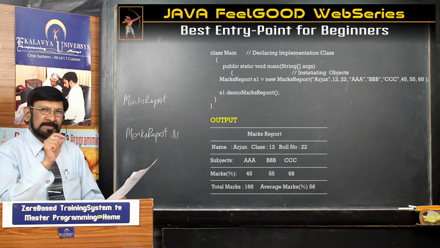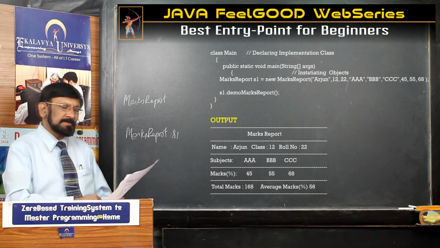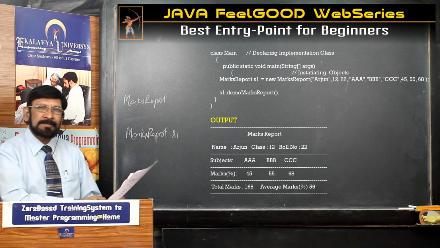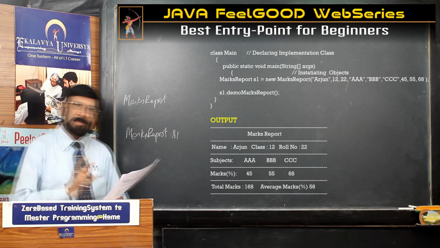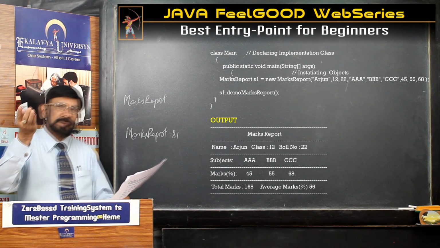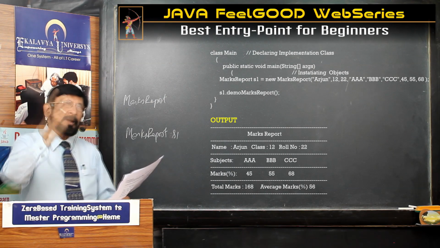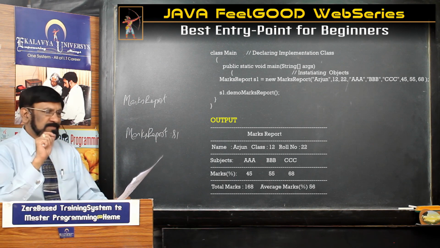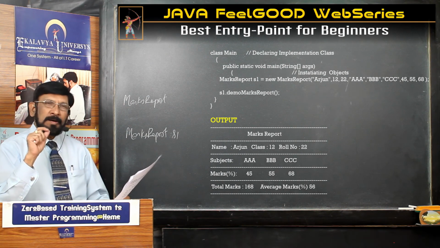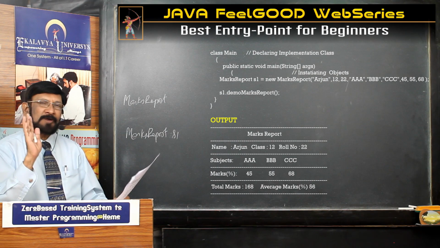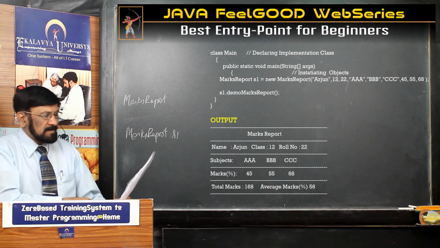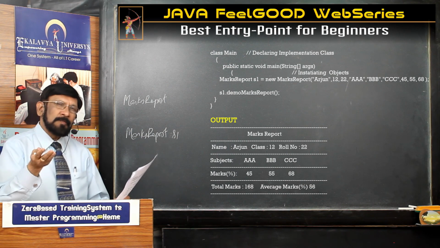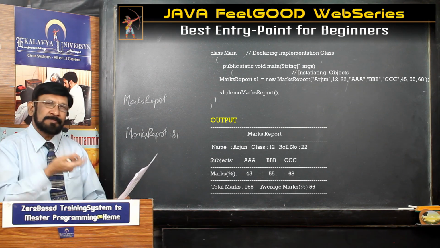Thereafter, marks in 3 papers, 45, 50, 55, 68. That you are passing. These are passed to the constructor, and all instance variables are initialized. Thereafter, via S1, you call demo marks report, then the marks report is printed. You see that. That's the output. If you want one more object, you can create n number of objects.